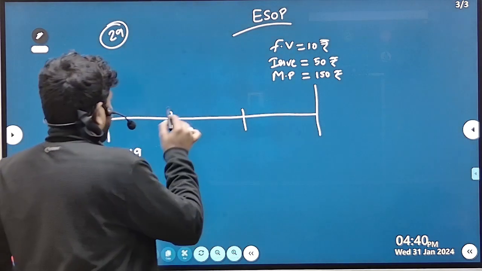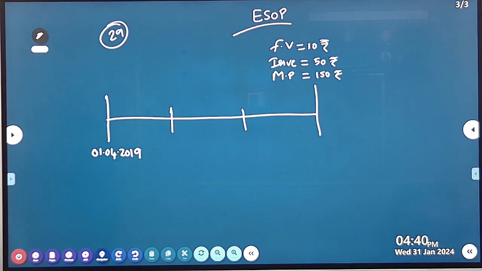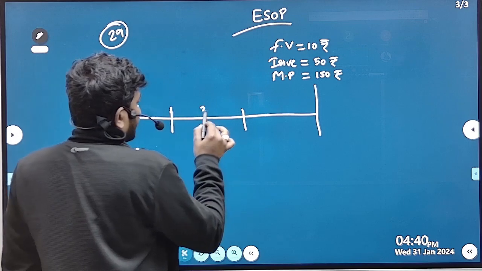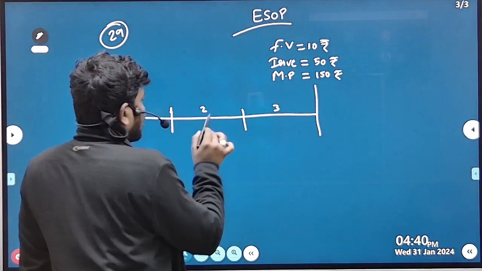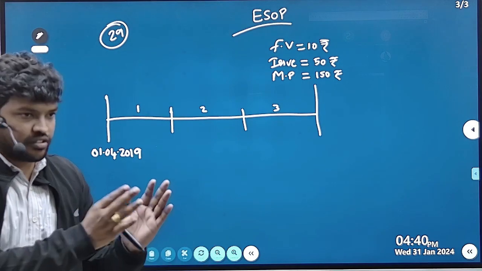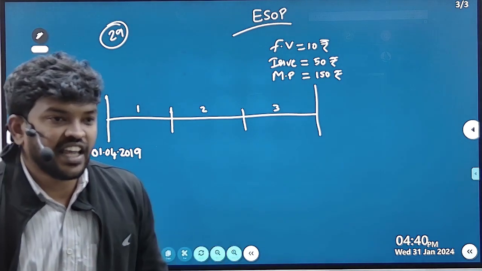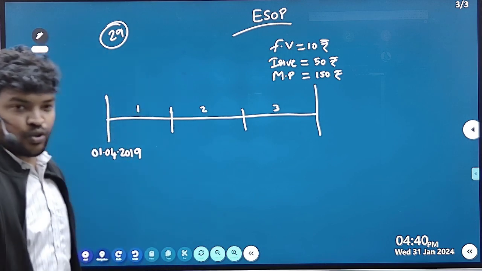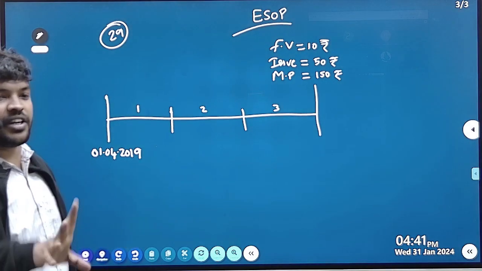1 year. 1 year is the exercise period. Vesting period how many years? 2 years. So this is 1 year, this is 2nd year, this is 3rd year. Vesting period, exercise period always starts after the vesting period. First the employee has to satisfy the condition, then only he will get the option to exercise. Exercise in the sense, avail his right of buying the option. Understanding? So although they have given the exercise period first, always vesting period starts first.